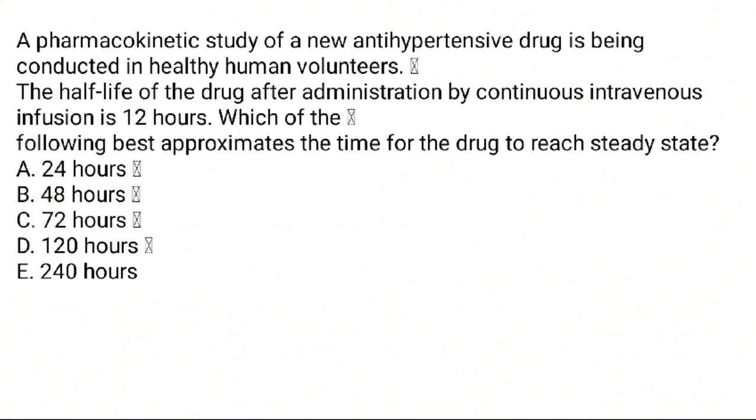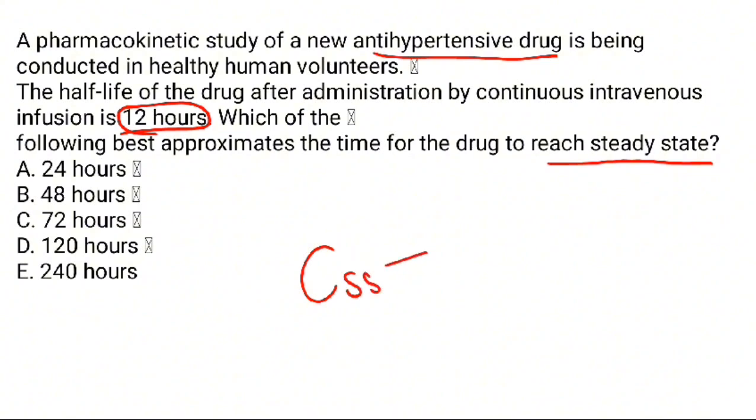Next, a pharmacokinetic study of a new antihypertensive drug is being conducted in healthy volunteers. Half-life of the drug after administration by IV infusion is 12 hours. This is the half-life. Which of the following best approximates the time for the drug to reach steady state? Now we know steady state concentration is achieved after 4 or you may say 5 half-lives.